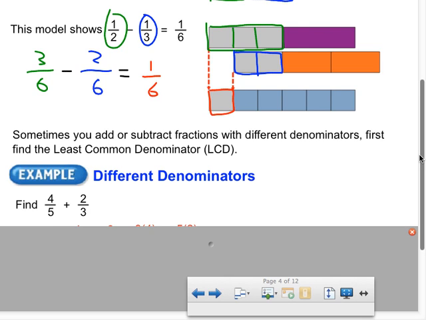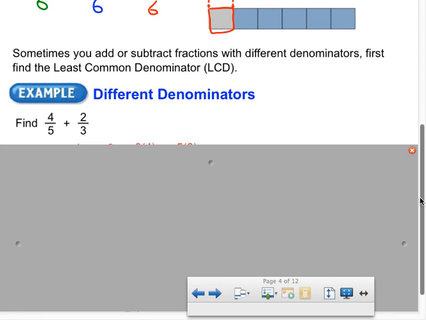Quickly, let's work this one out. Okay, about a quarter of you still writing. Does everybody have at least the LCD? What's the LCD going to be? 15. Okay. And so what's 4/5 going to be when I rewrite it so it's got a denominator with 15? 12/15. What about 2/3?